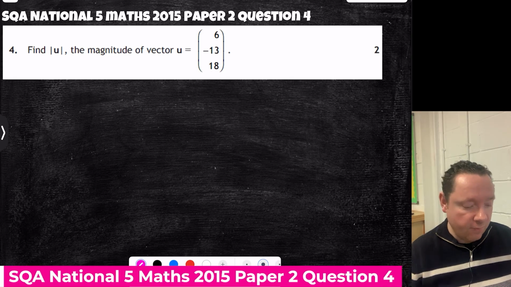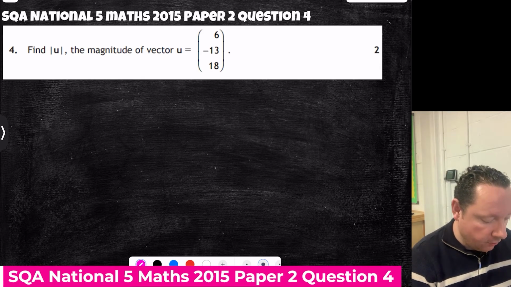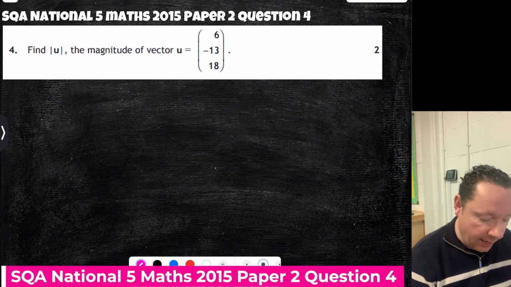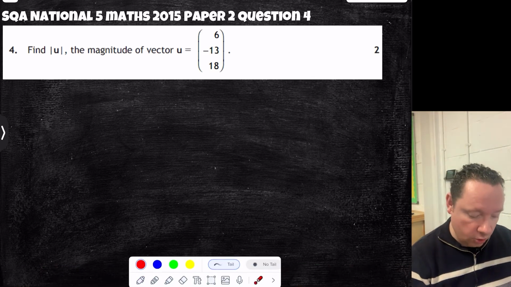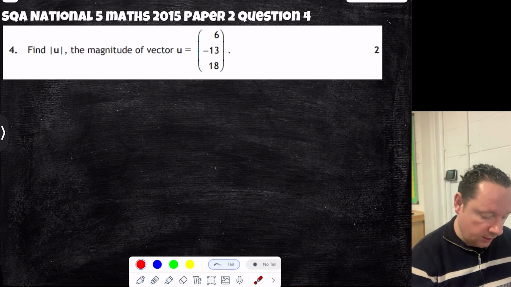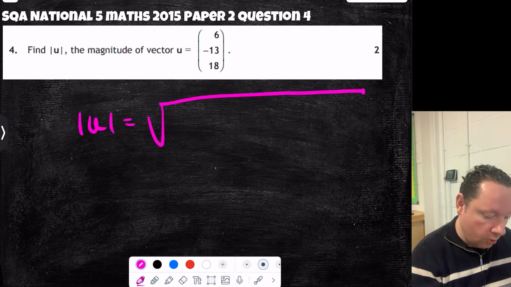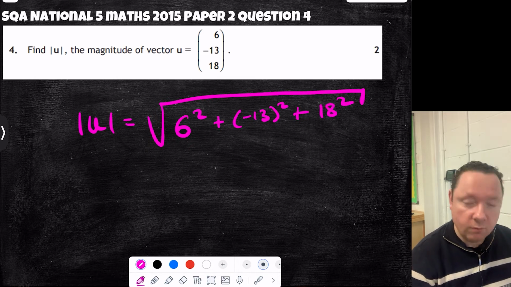National 5 Maths 2015 paper 2 question 4 on magnitude of a vector. Find the size of u, the magnitude of vector u. So that is just like Pythagoras, remember. All you do is square each number, add them up and square root it. So the size of u is equal to the square root of 6 squared plus minus 13 squared plus 18 squared. And we've got a calculator for this.